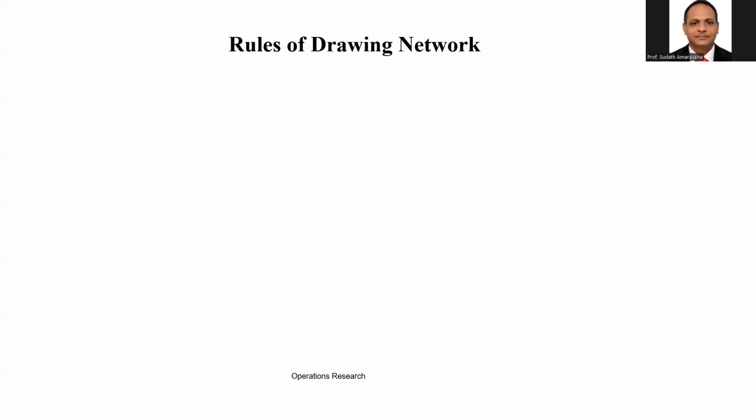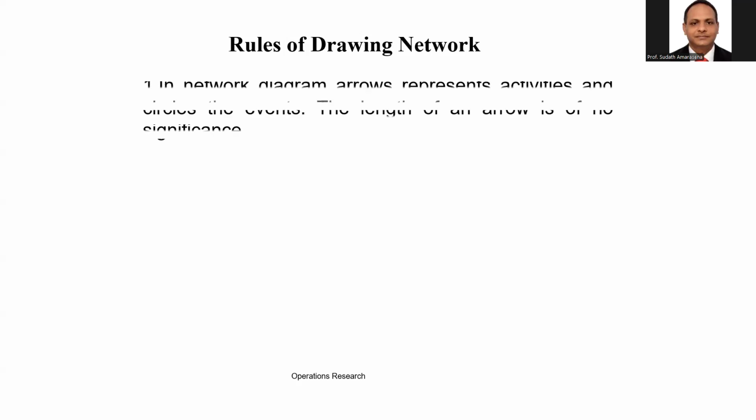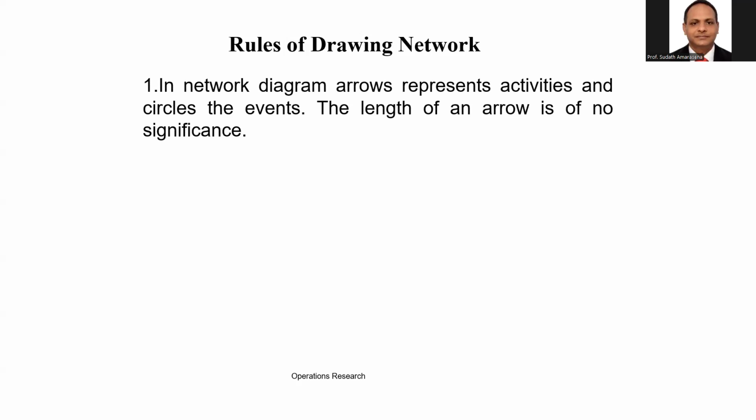Before that, we should know what the rules and regulations are. First one, in a network diagram, arrows represent activities and circles represent events. You already know, an arrow represents an activity or a task. A circle represents an event. The length of the arrow is not significant. You can draw either short or long, don't worry about it. But remember, arrows should be straight lines, not snake lines.